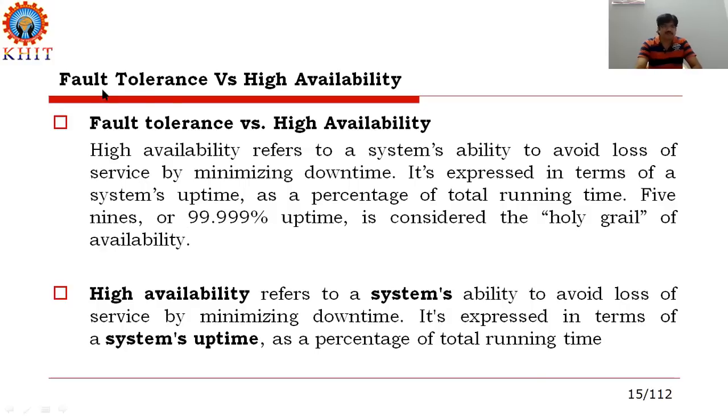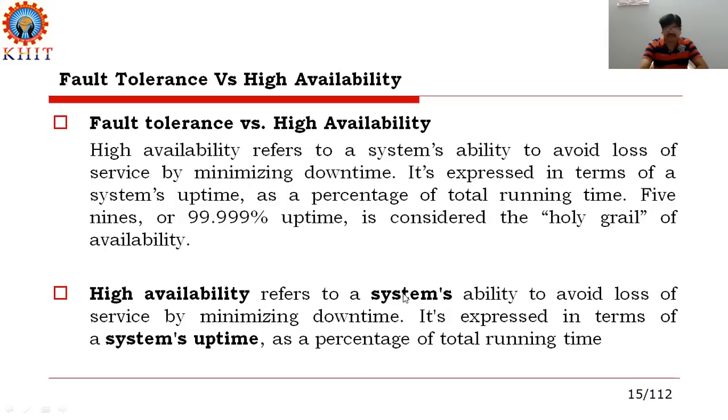So that's why fault tolerance is one of the techniques that can be applied to various applications or systems to avoid failure or to minimize downtime, and the accuracy of fault tolerance is 99.999 percent. And what is high availability? High availability depends on two things.